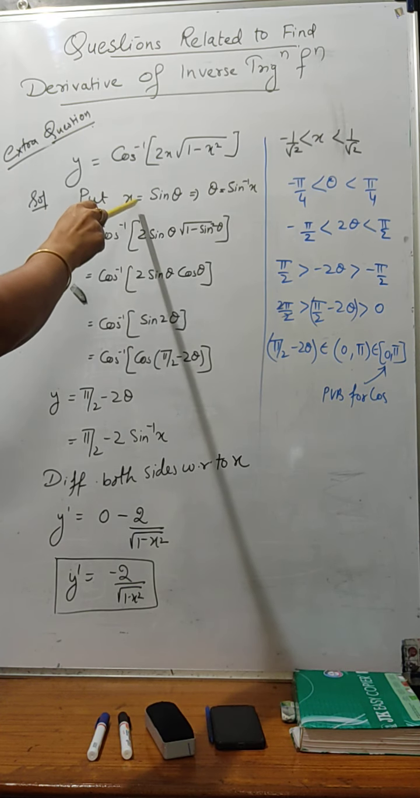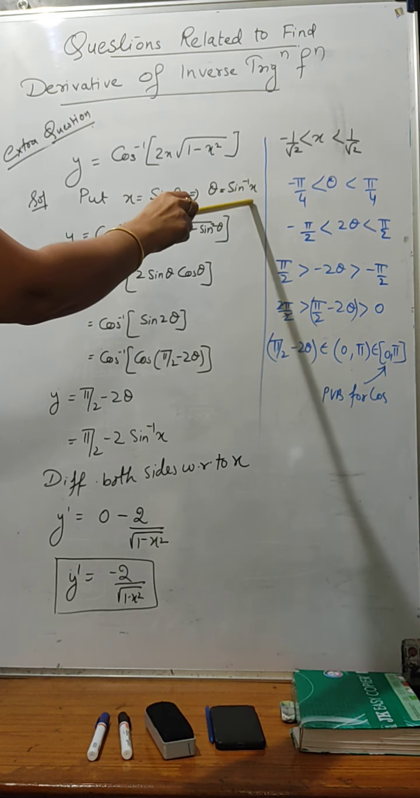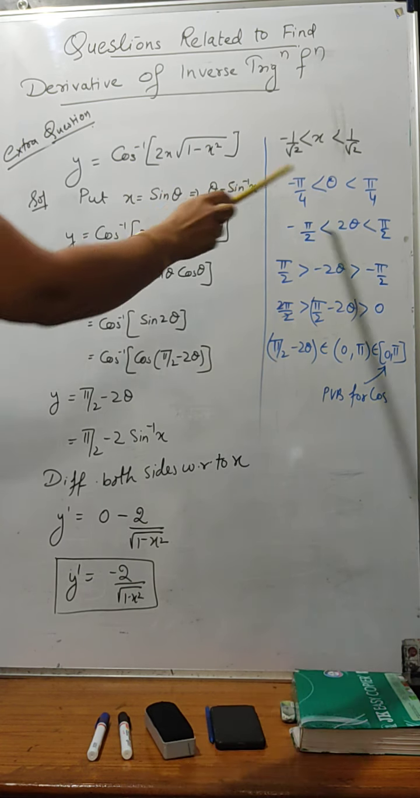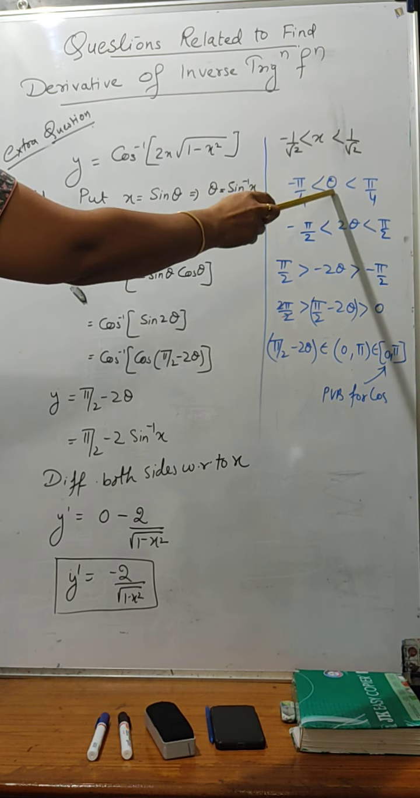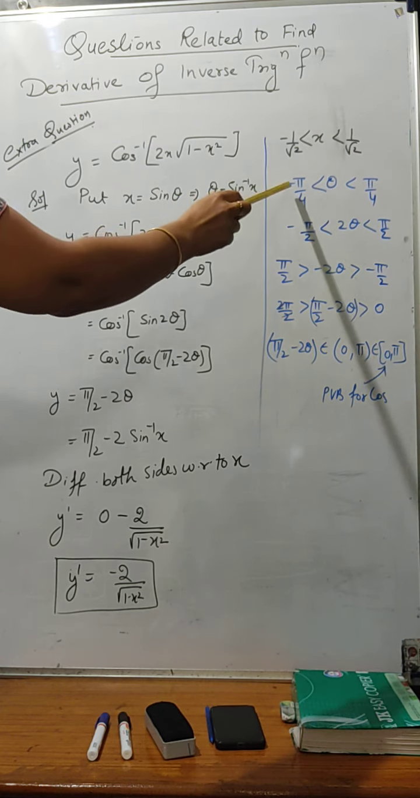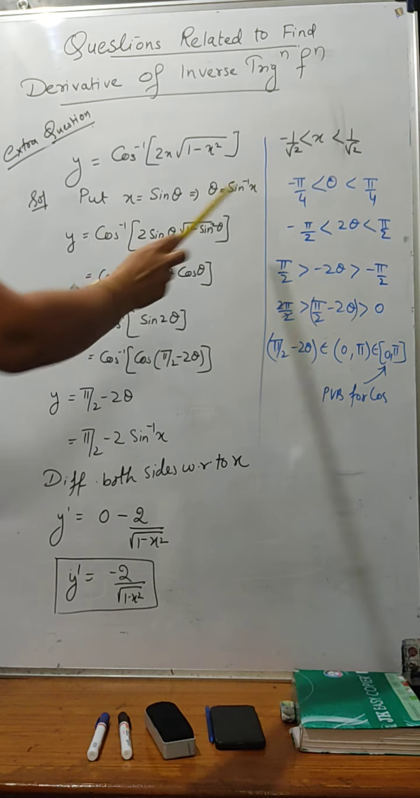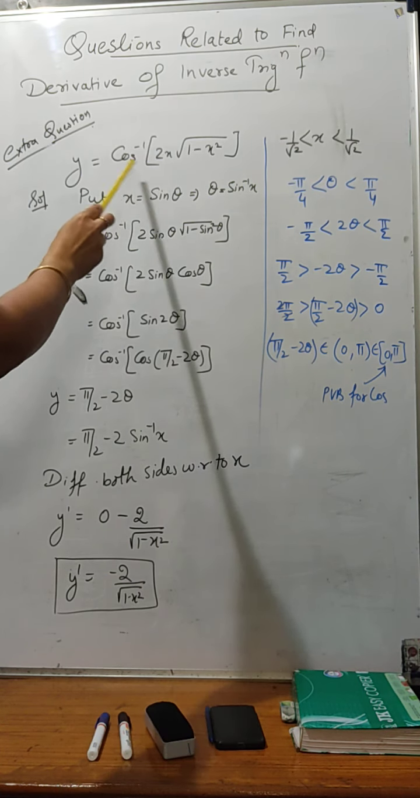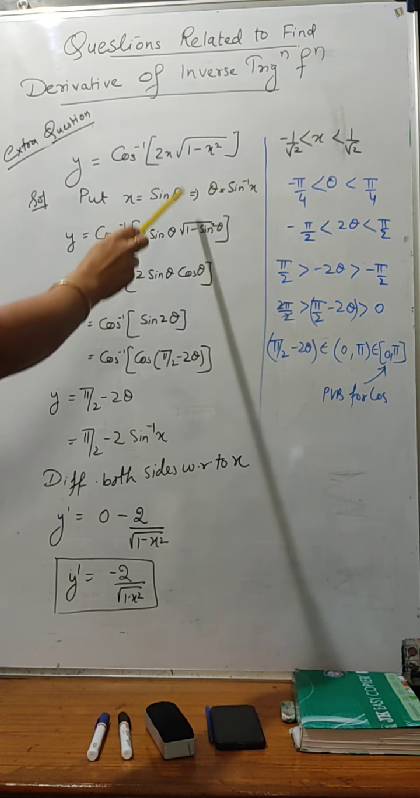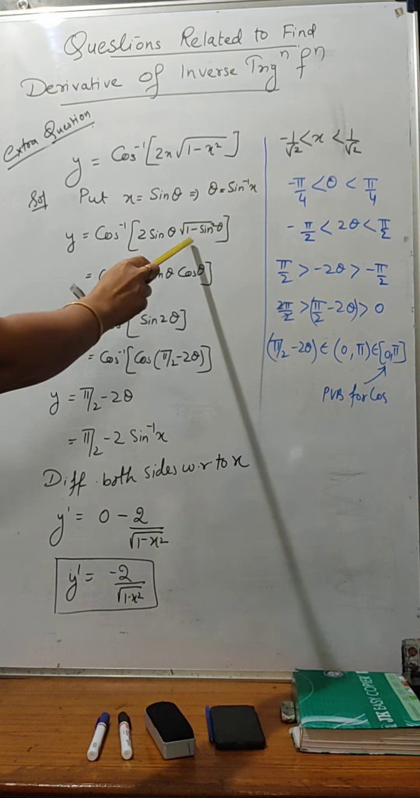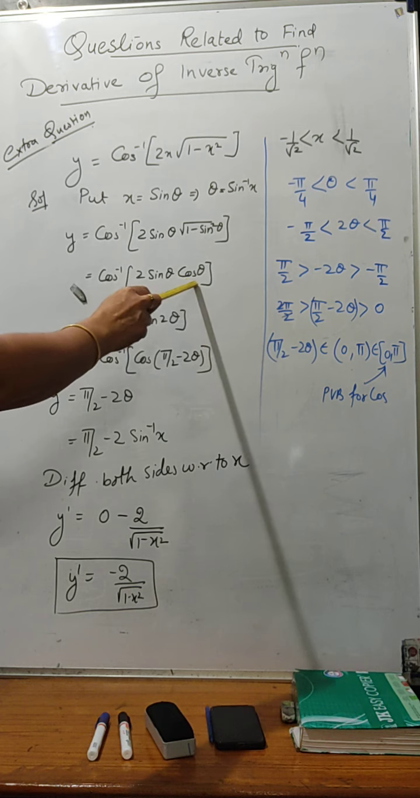So substituting, let x equal sin theta, which implies theta equals sin inverse x. Since we have taken sin theta, in place of x we will be replacing by theta, and we will be seeing in the sine function when it is 1 upon root 2, minus 1 upon root 2 and 1 by root 2. So then our function will become y equals cos inverse of 2 sin theta root of 1 minus sin square theta, and root of 1 minus sin square theta is root cos square theta, which we have written as cos theta.